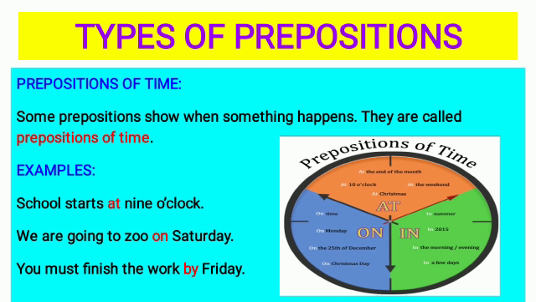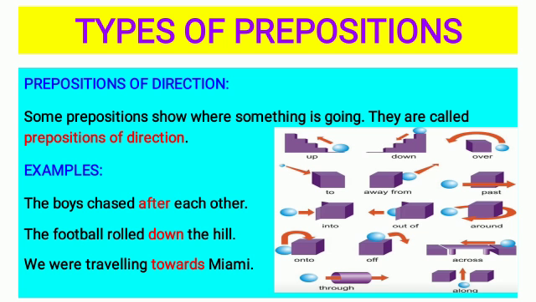We are going to the zoo on Saturday. When are you going to the zoo? On Saturday. So the word on is the preposition. You must finish the work by Friday. When does the work have to be completed? By Friday. So the word by is the preposition. So the words at, on and by in these sentences say when something happens. So they are called prepositions of time.